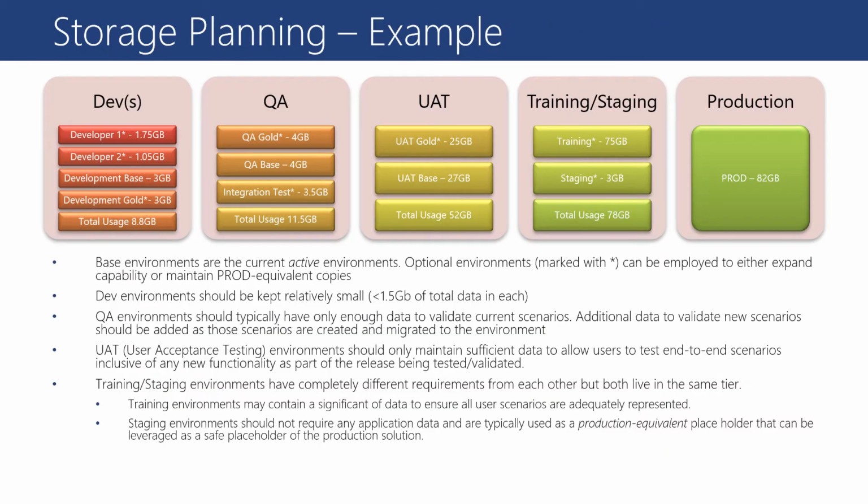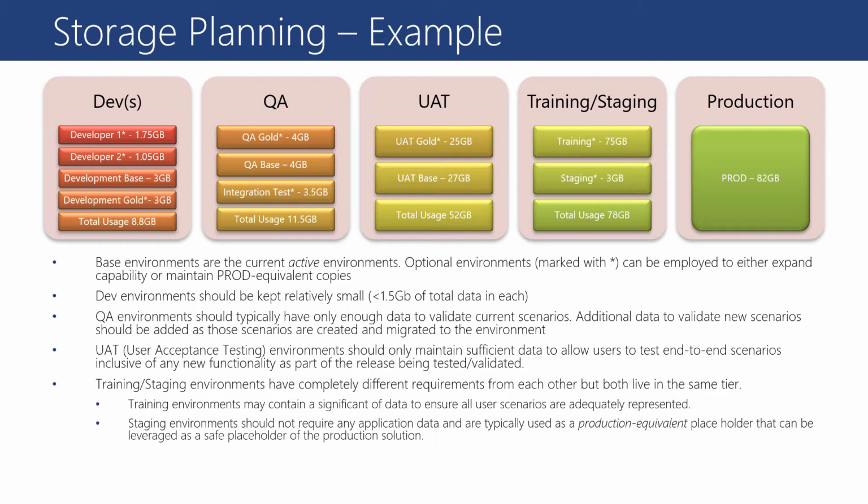Let's take a look at an example. You see the application lifecycle we've been discussing: dev, QA, UAT, training and staging, and production. Just for the sake of definition, base environments are considered the current active environments. The environments marked with an asterisk are optional and can be employed to either expand capability or maintain prod equivalent copies. We recommend that dev environments should be kept relatively small. QA environments should only have enough data to validate current scenarios, and then if you have new scenarios, you can add data to them.